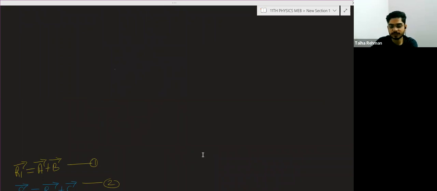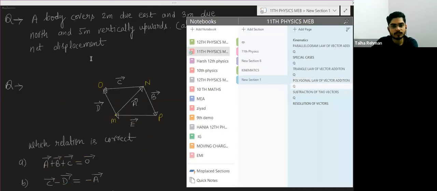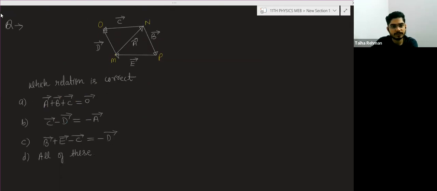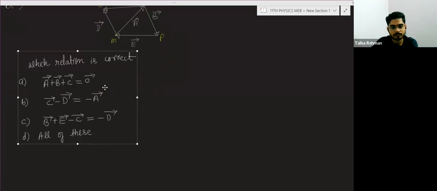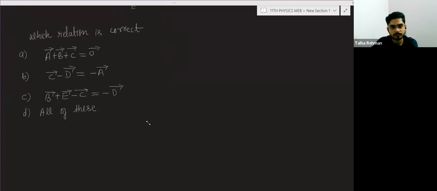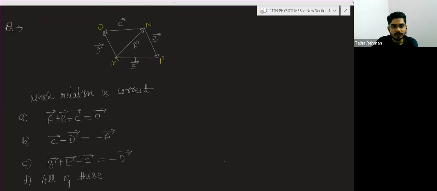Okay, now I am taking one question. First, we will solve this question. See, this is a figure given, and we have to tell which relation is correct. A vector, B vector, C vector is equal to 0 vector. 0 vector means 0.